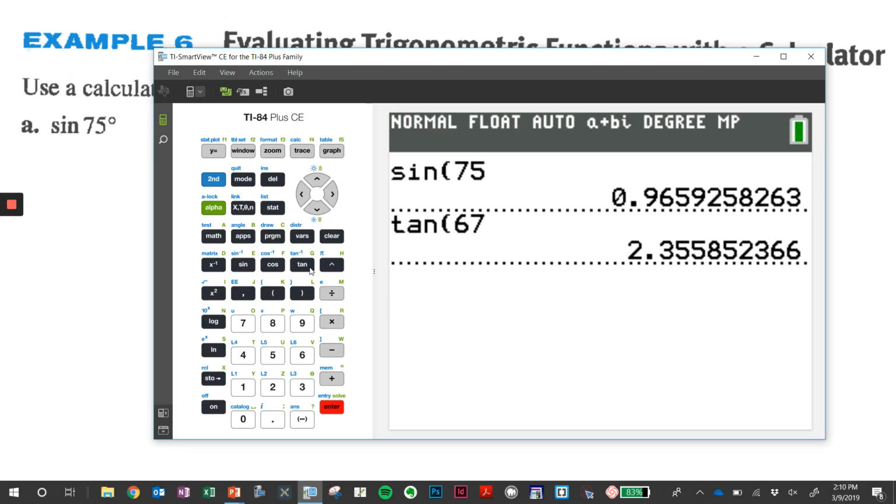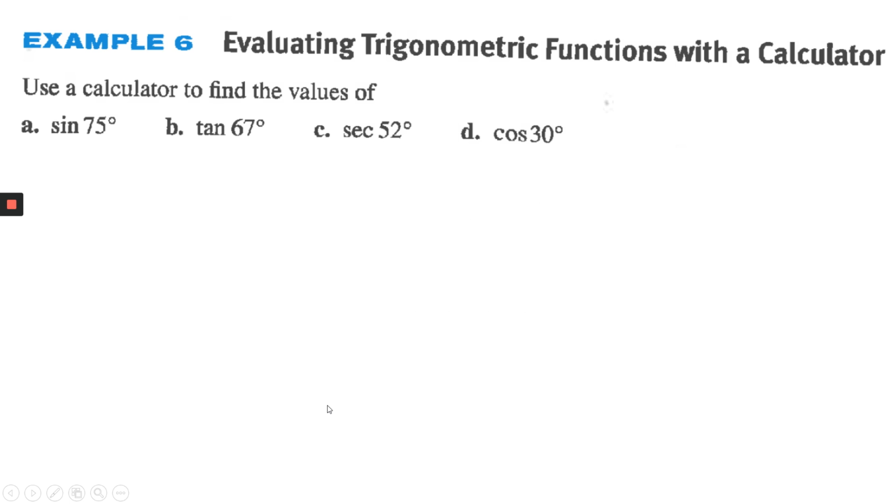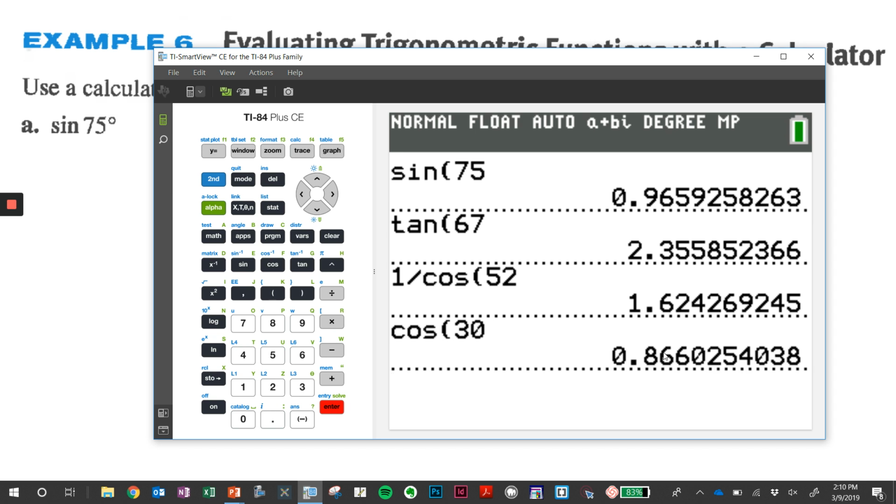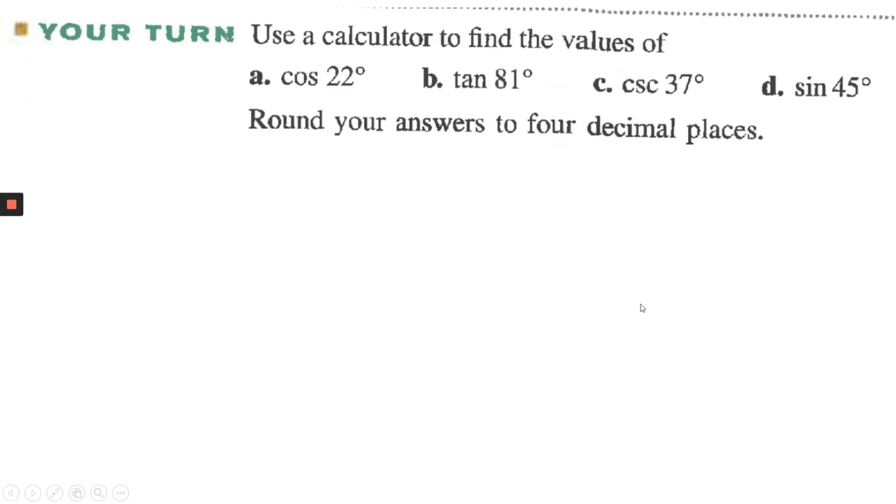Okay, we don't have a secant button here, but we know that secant is the flip of cosine, so 1 divided by cosine of 52. And then lastly, cosine of 30. And that is what rad 3 over 2 is equal to. So those are your values there. All right, so you can plug your answers in here and get those. Go ahead and plug those in. Pause the video, do those. I'll put the answers up in a second.